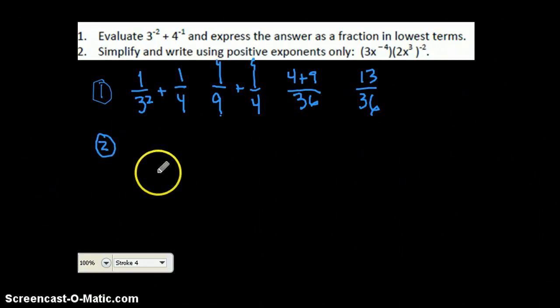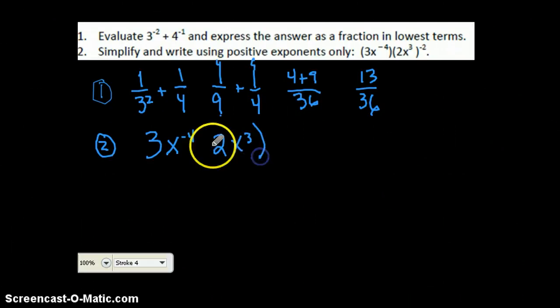Question 2. Simplify and write using positive exponents only. This is the problem people had some trouble with. So first, let me write the problem out. When you write the problem out, it becomes your problem. If you're just looking up at the problem, it's somebody else's problem. Make sure you copy it correctly. Now the first thing we're going to do is get rid of the negative exponents.